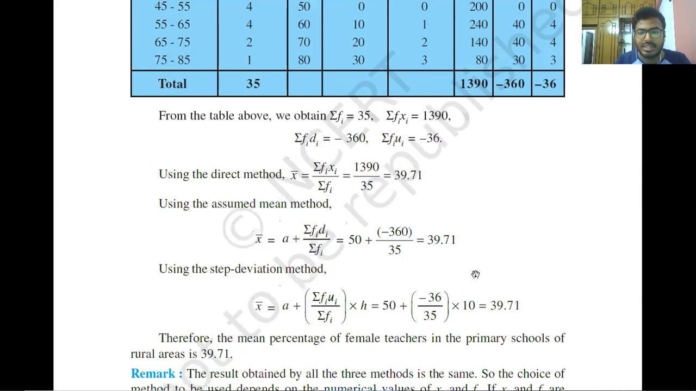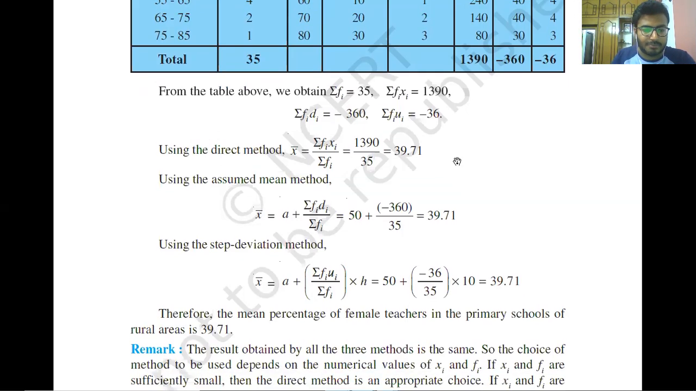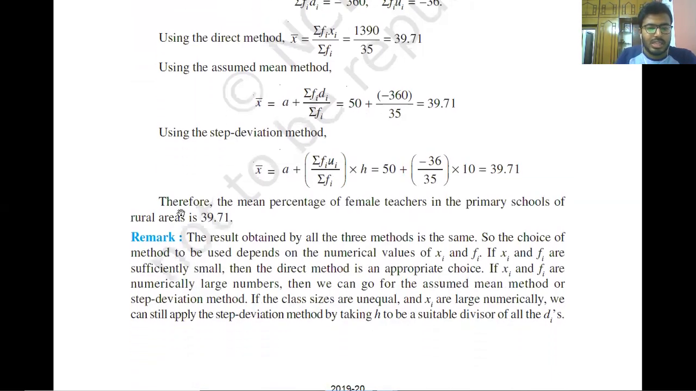Okay, so in these three methods we are getting the same answer, that is 39.71. So any method you do, you'll get the same answer. Okay, that is the remark. The result obtained by all the three methods is same, as you have seen. So the choice of method used depends on the numerical values of xi and fi.